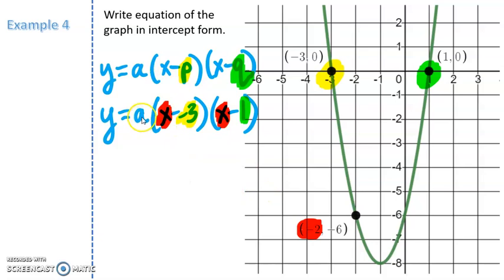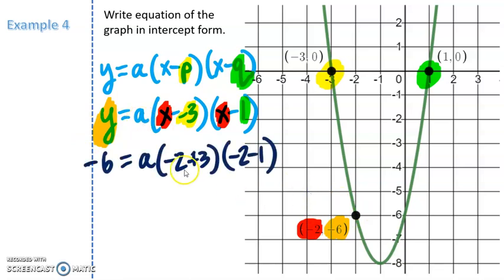We need to find our a value, so we're going to plug in this other known point. You can see right here it is at (-2, -6). We're going to plug that in for x and y. Why are we going to do that? Because we need to solve for our a value. So -2 goes in for x, -6 goes in for y. And now we're just going to solve this simple equation here for a, so that we can write our equation.